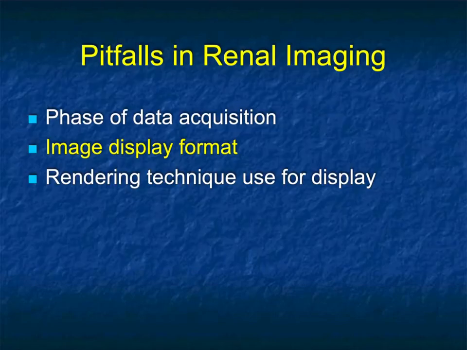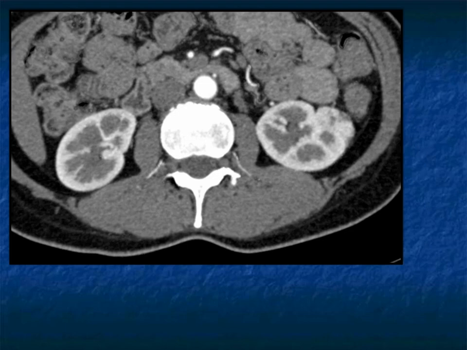It's not quite there. What about display format? We know that you have to look at coronals and sagittals, and here's just a good example. This was read as negative, but look at the left kidney laterally.